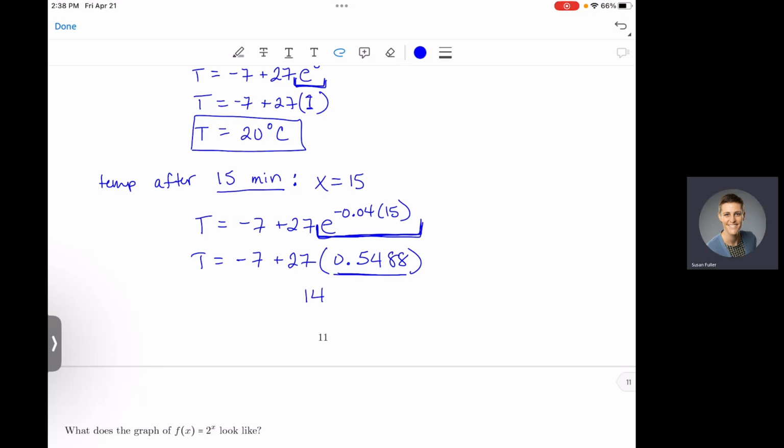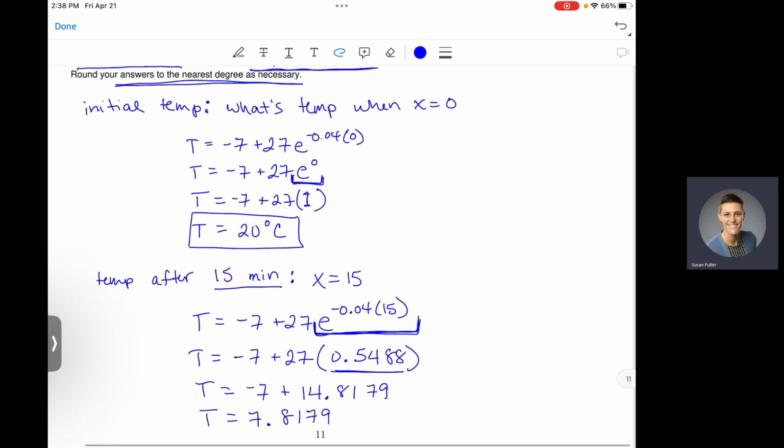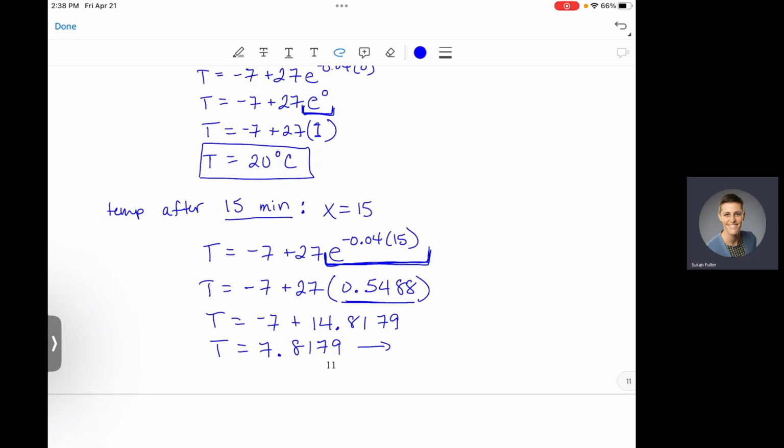And I get 14.8179. And then the last thing that I'm going to do is add -7 to that. And my temperature is 7.8179. So that means overall the temperature after 15 minutes, to the nearest degree, is 8 degrees Celsius. Again, this is initial up here, and this is after 15 minutes.